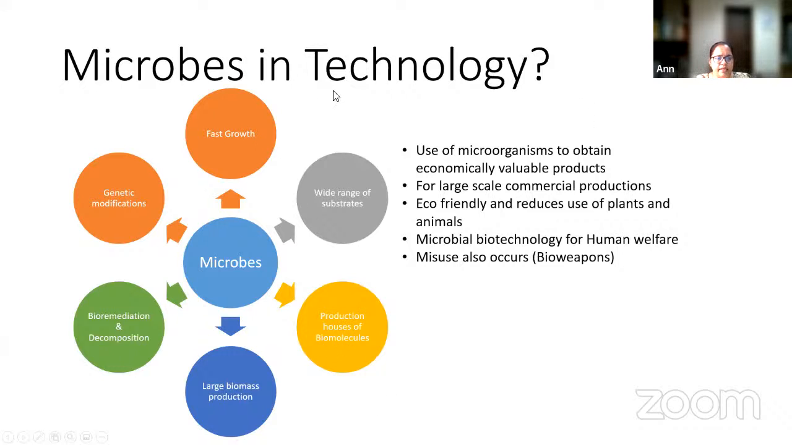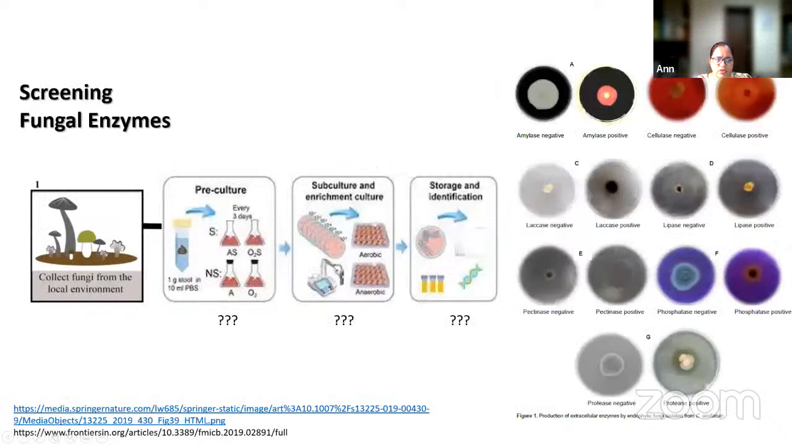So when we are using microorganisms in technology, we would want microbes which can use a wide range of substrates. You would want microbes which can produce biomolecules. It should have the potential to be grown in large amounts. Bioremediation and decomposition may also be factors that we need to look at, because after the microorganism is grown on a large scale, we should be able to degrade it and decompose it so that it doesn't create havoc in the ecosystem. It should be amenable to the modifications that we need to make. And to aid all of these, a fast growing organism is definitely preferred over slow growers. So using microorganisms for economically valuable products is our main focus here.